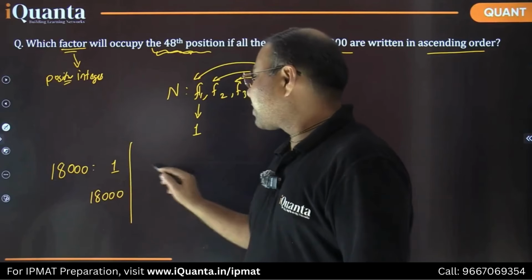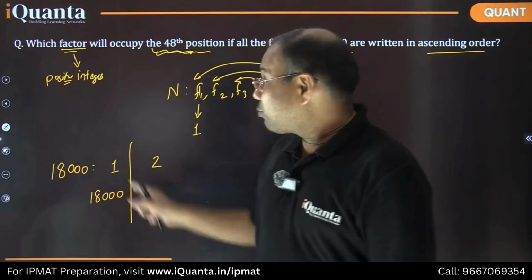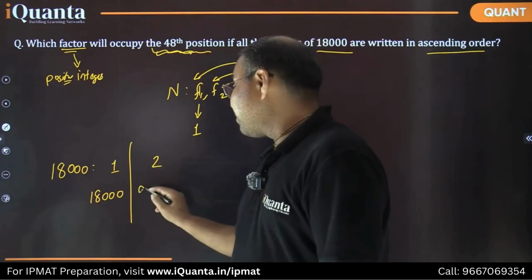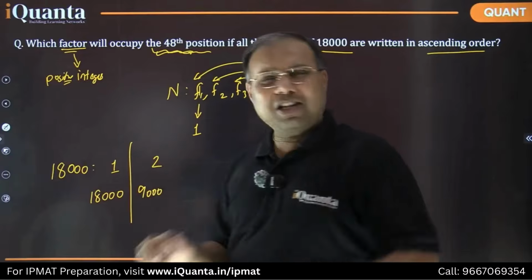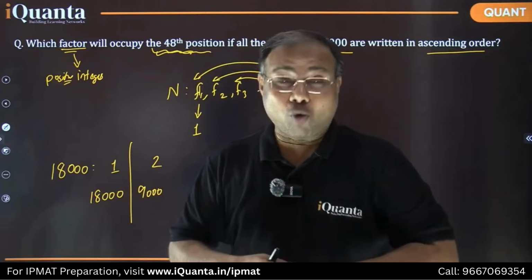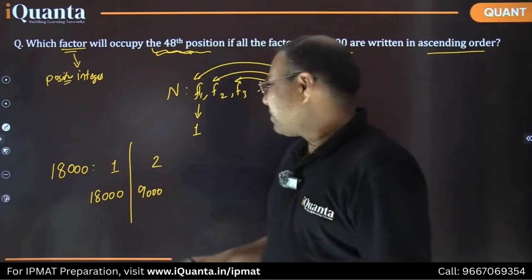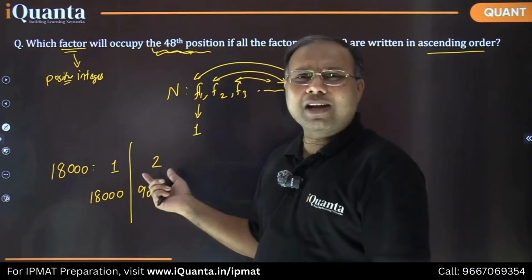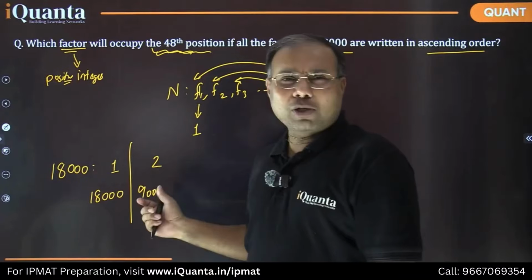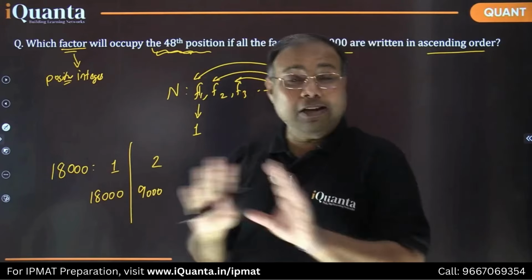What is the next factor? 2 also divides this number, so 2 is the second factor. And what will be the second largest factor? Of course, it is going to be 9,000. You can think for a while and check. Will there be any number between 9,000 and 18,000 that divides it? Certainly not. It is clearly observable that after 1 the next factor is 2. When you divide 18,000 by 2, you get 9,000 only, so there cannot be any number in between. I hope this fact is very clear now.